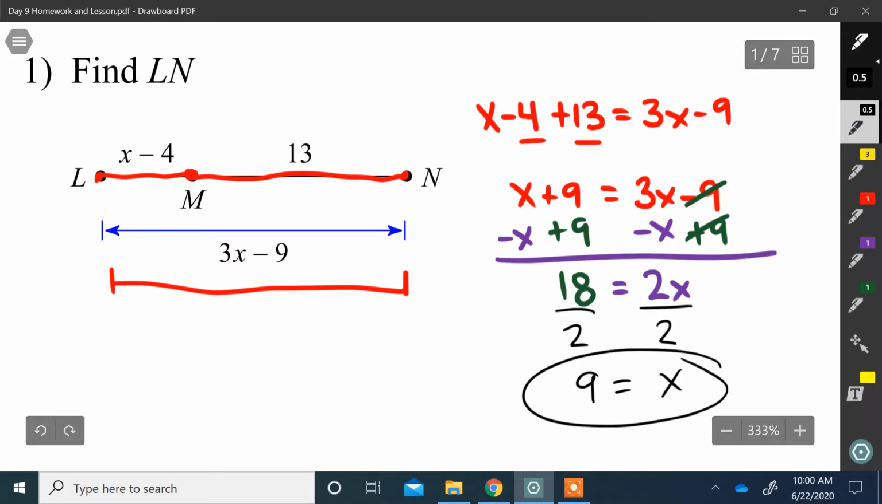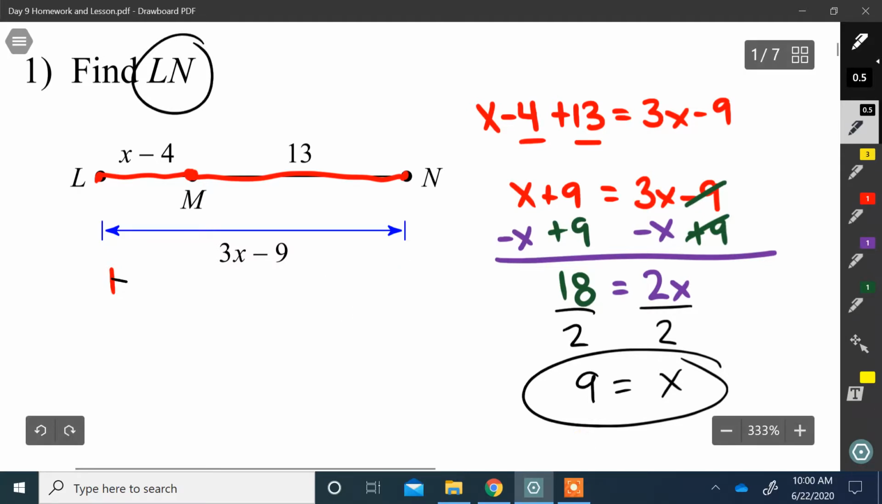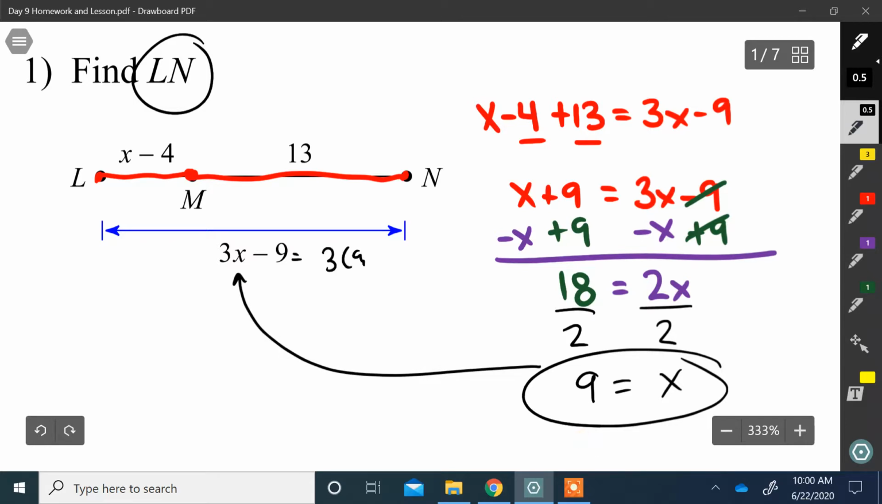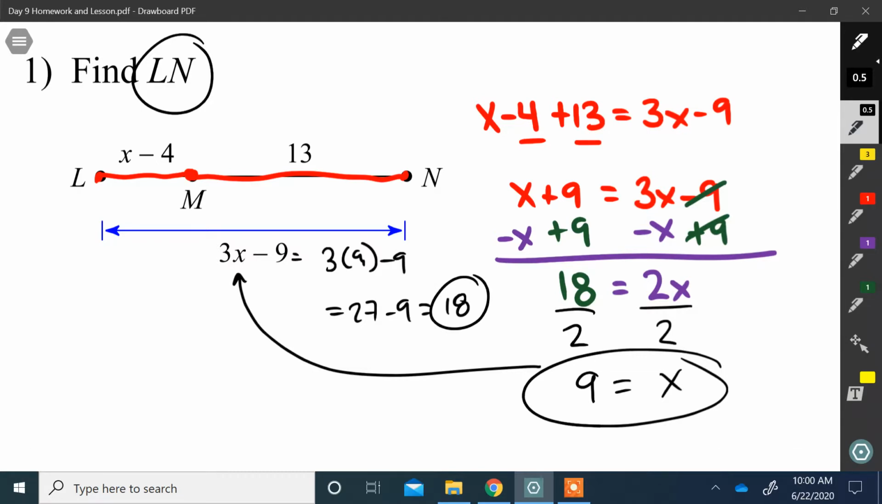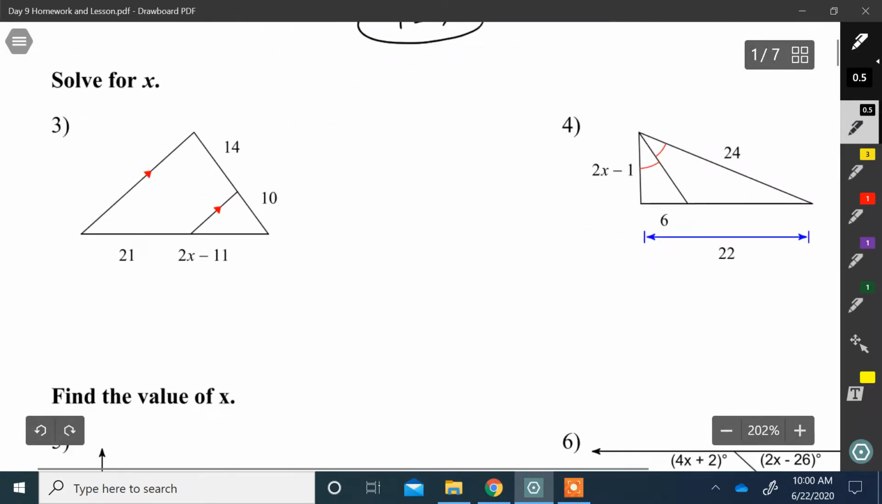Be careful of what the question is though. If you look at this question here, it says to find ln. So one of the things that I have to do to find ln, so all of this right here, would be to plug in that 9 into there. So that would be 3 times 9 minus 9, 3 times 9 is 27, minus 9 will be 18, and that is your final answer. That is what you have to answer. So you don't only have to find x, you also have to find ln. You're going to do the same with number 2, so make sure you give that one a try.